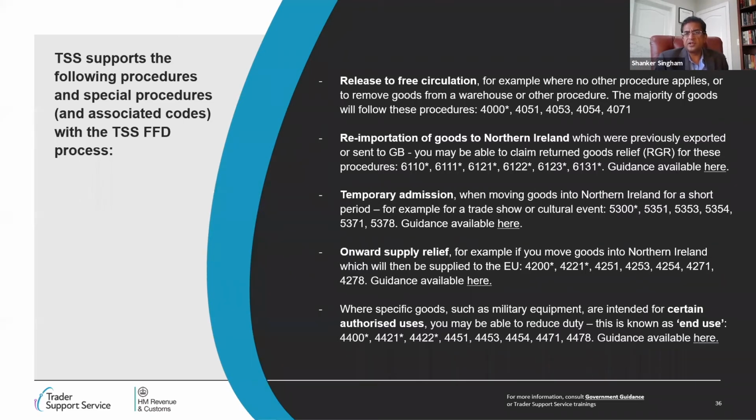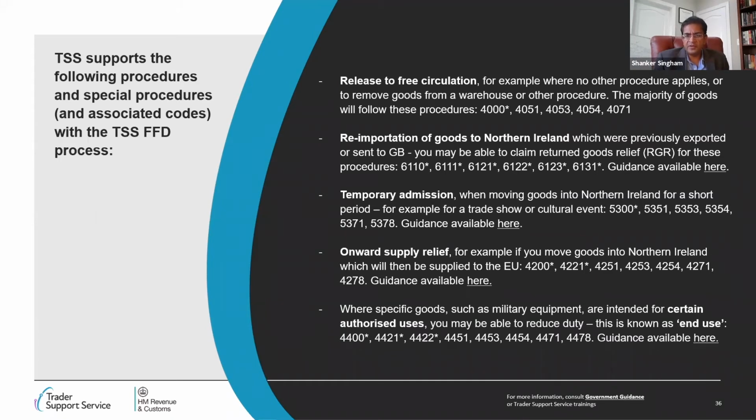So the release to free circulation out of a special procedure, for example, you could have a warehouse in Northern Ireland and you're releasing to free circulation in Northern Ireland. And that's the majority of goods follow those particular codes. Re-importation of goods to Northern Ireland which were previously exported or sent to GB, and you can claim return goods relief there for those particular codes. And temporary admission when moving goods into Northern Ireland for short periods. Again, we've listed the codes that applies to.